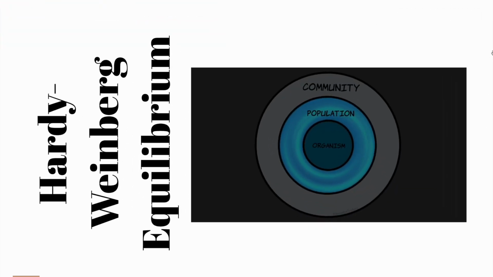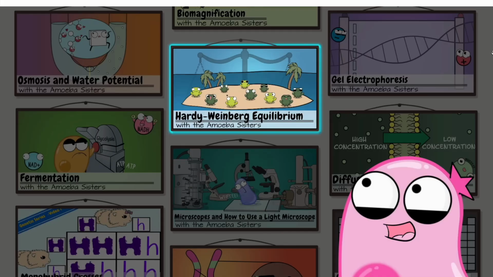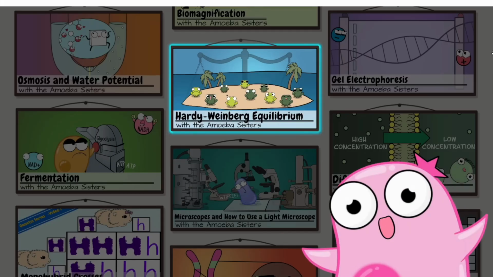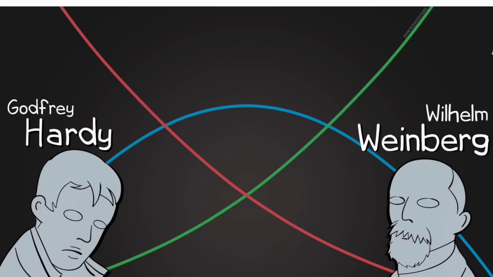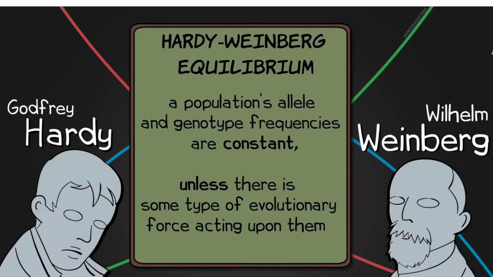And the third, Hardy-Weinberg equilibrium. One of my favorite topics that involves biology and math and is also absolutely fascinating is the Hardy-Weinberg equilibrium. It got its name from a mathematician and a physician, and it states that a population's allele and genotype frequencies are constant, unless there is some type of evolutionary force acting upon them.